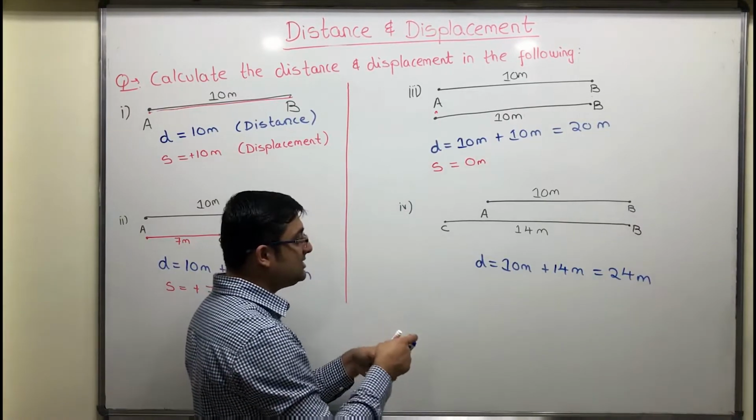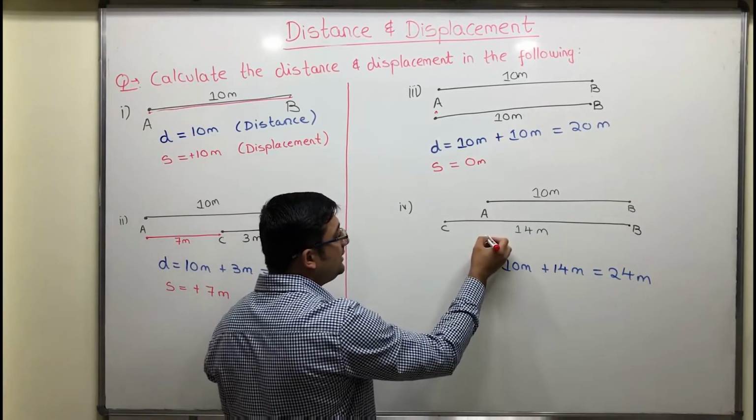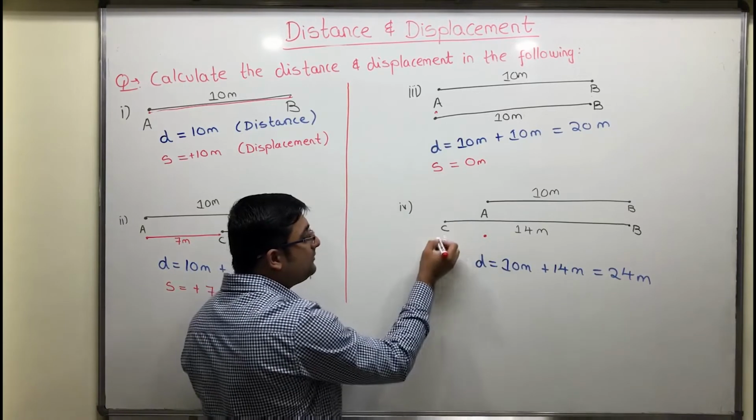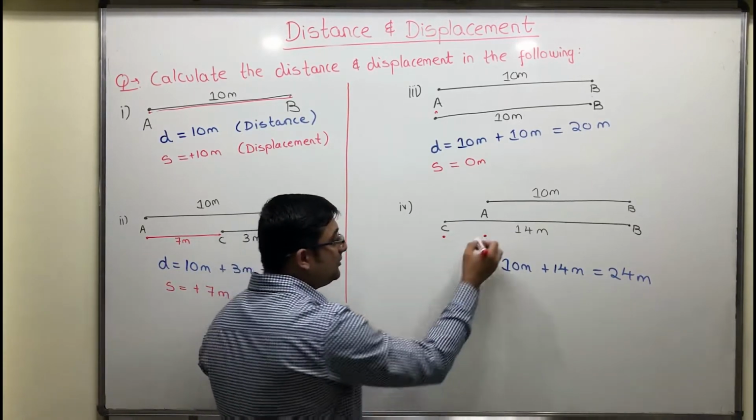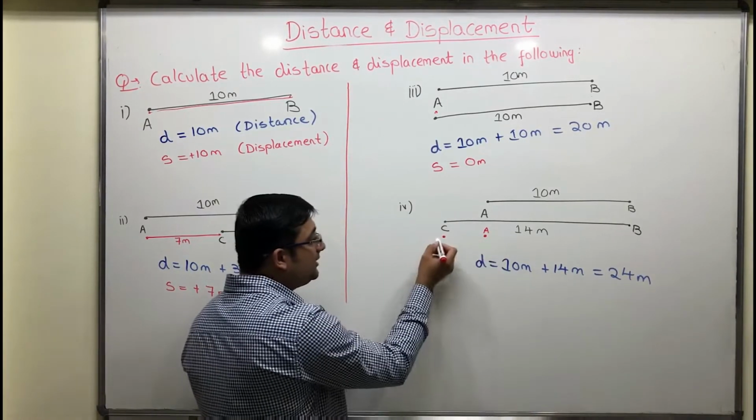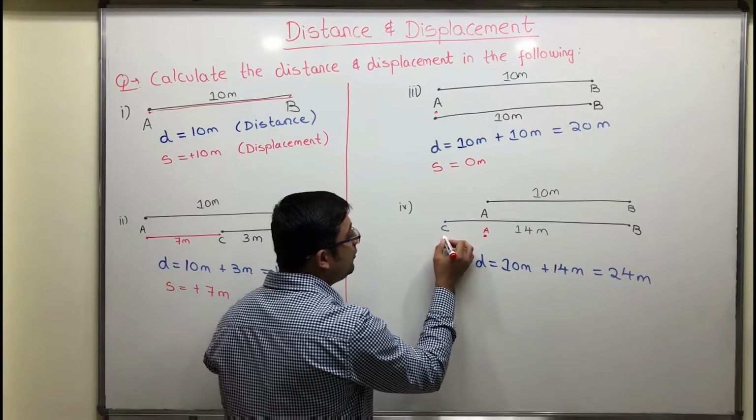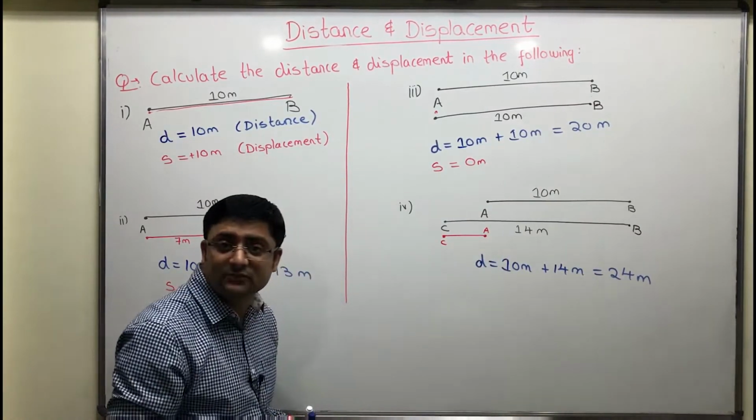Now let's calculate the displacement. So see, what is the initial point? It is point A. What is the final point? It is point C. So now this over here is point A, initial point. This over here is final point C. So what is this distance over here, guys? That's what we have to calculate.